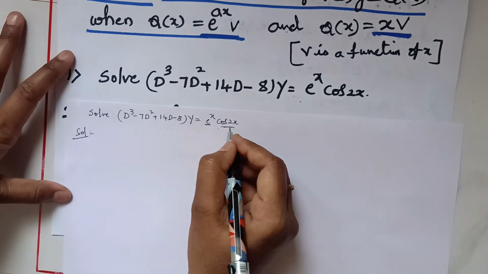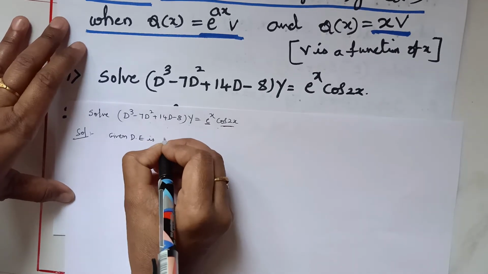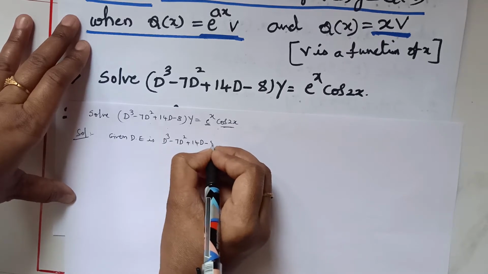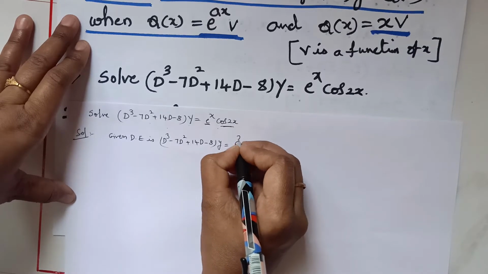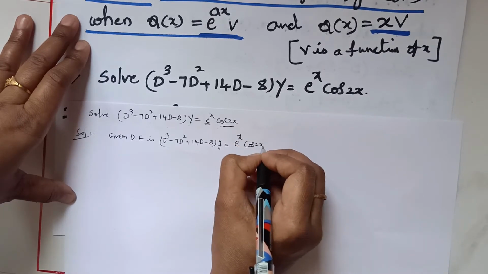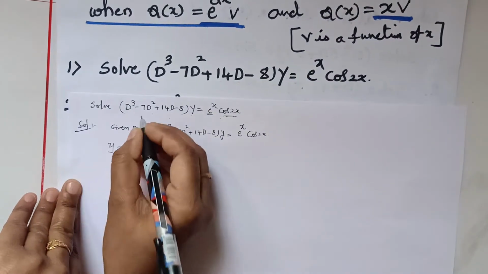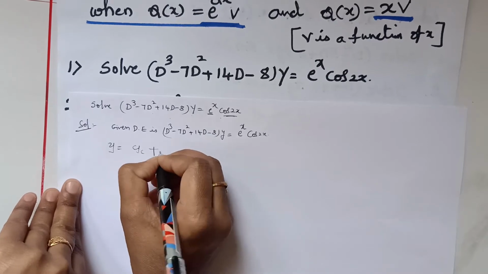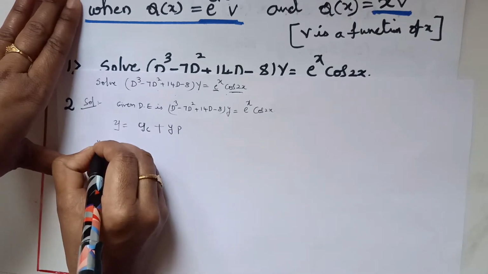Okay, now the given differential equation is D cube minus 7D square plus 14D minus 8 into y is equal to e power x cos 2x. The general solution of this differential equation involves the complementary function as well as the particular integral, that is yc plus yp. I'll explain how to find the complementary function first.